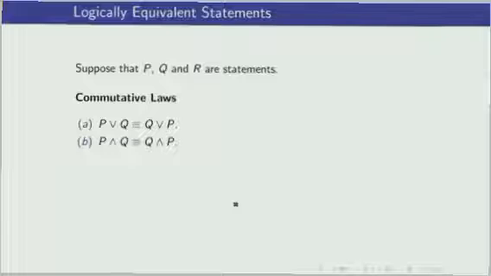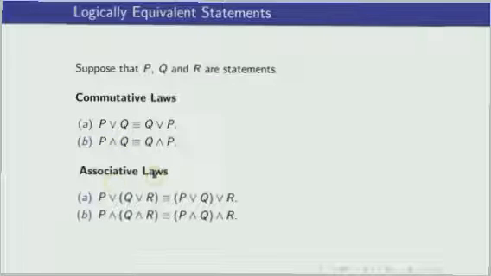Let us consider other logically equivalent statements. Suppose that we have three statements, P, Q, and R. We have the commutative laws. Disjunction is commutative. The order does not matter. That is also true for conjunction. We have the associative law. So it's like the operations addition and multiplication. If you just have one operation, if all of them are just or, it doesn't really matter where you put the parenthesis. So therefore, we just write this as P or Q or R. We can drop the parenthesis because either way, we will always obtain the same statement. Similarly, that is true for the conjunction.